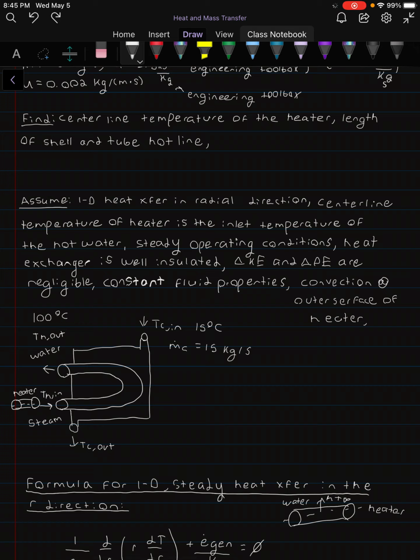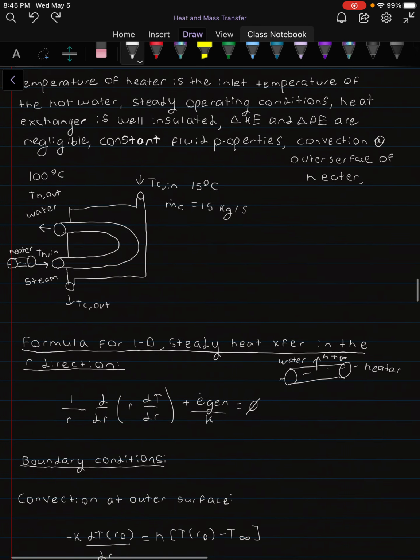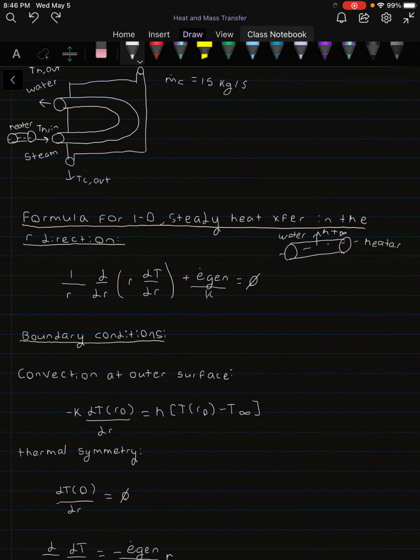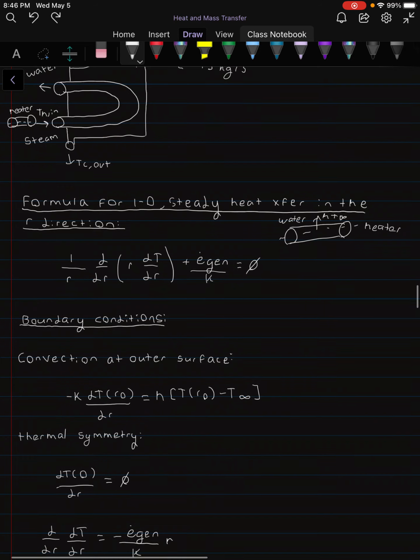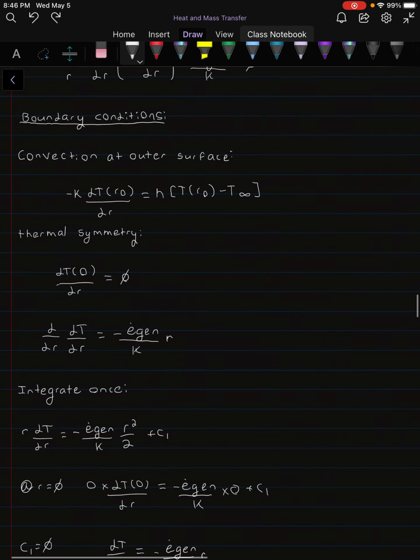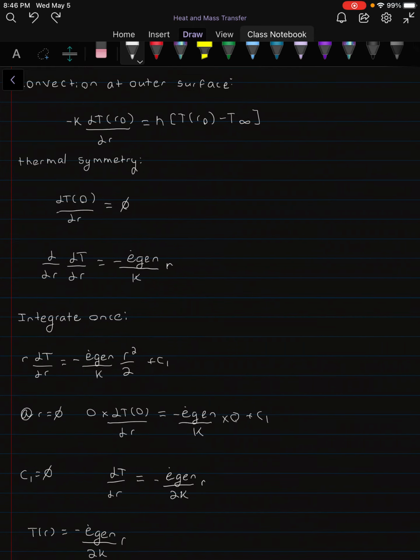We have assumptions: 1D heat transfer in the radial direction, and convection at the outer surface of the heater. To find the 1D steady state heat transfer in the R direction, we get this equation. Then our boundary conditions are convection at the outer surface, because that's given in our problem statement. Also, it's a heater, so there's water on the outside that will cause convection. And thermal symmetry: it's a cylinder, so at the center line it should be equal.